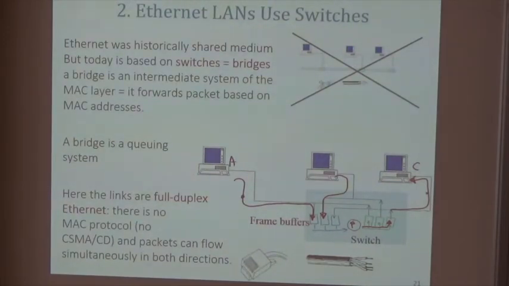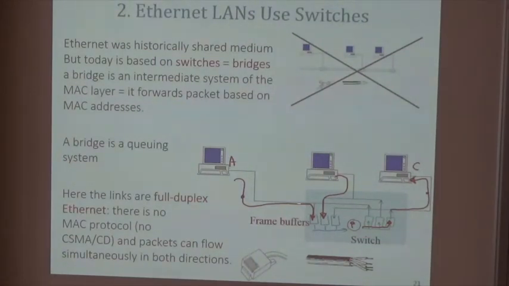Since there's no reason for sharing, there's no reason to have a protocol, except if you are half duplex. But of course, there's also no reason to be half duplex. So normally, an Ethernet cable today has two pairs. On one pair, you can transmit one signal. If you have two pairs, you can transmit two signals, and you can transmit one signal in every direction. So the switches came historically after Ethernet was developed as a way to improve the performance, but today they are by default what you do.